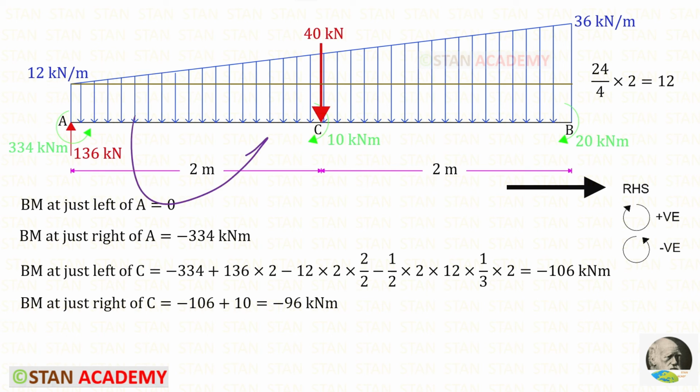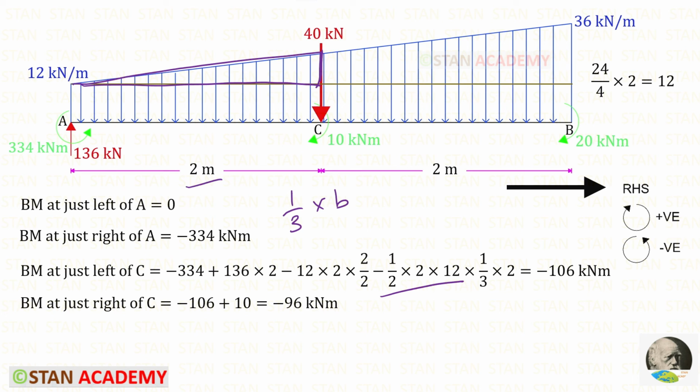The UVL is acting in the anti-clockwise direction, so it will be negative. For the UVL, we have to multiply the area with the centroid distance. First, let us take the rectangular portion. We know the area 12 into 2. We know that the centroid lies in the center. So to get the centroid, we have to divide the length by 2. Then let us take the triangle, just before we have found the area. The centroid distance about this height is 1 upon 3 into the breadth. Here the breadth is 2. For the moment at just left of C, we will get this.